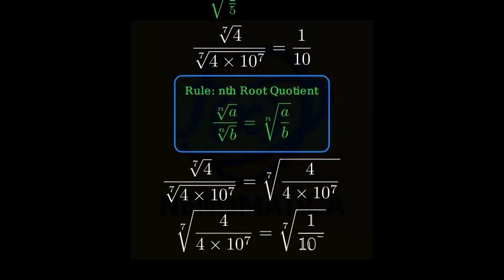Next, we simplify the expression inside the seventh root. 4 divided by 4 times 10 to the 7th power equals 1 over 10 to the 7th power.